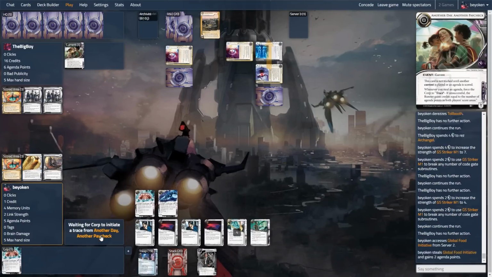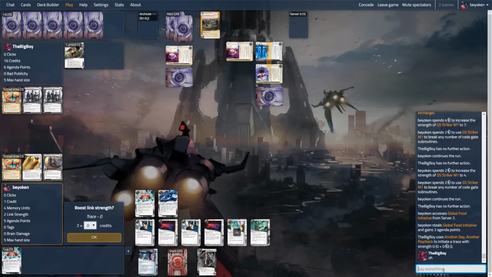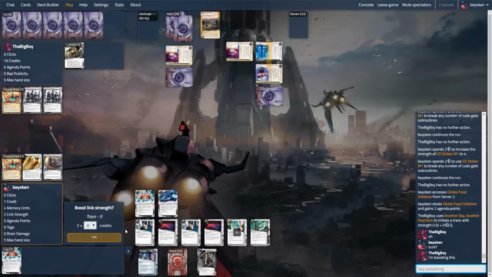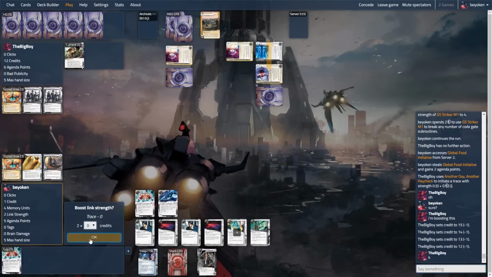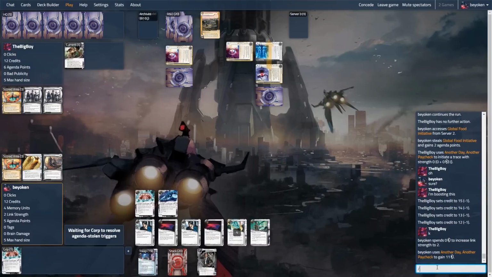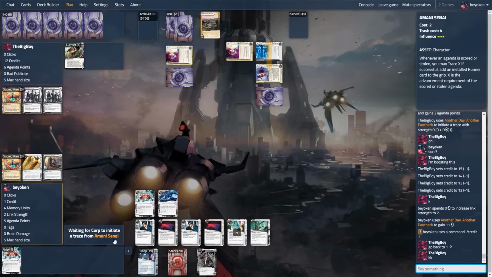I do steal the Global Food, but the Amani Senai is still on the table. And I have no credits to beat this particular trace. Even at base trace 5, I'm too poor. Again, I'm too poor. So my opponent actually gets to bounce a card from my table.